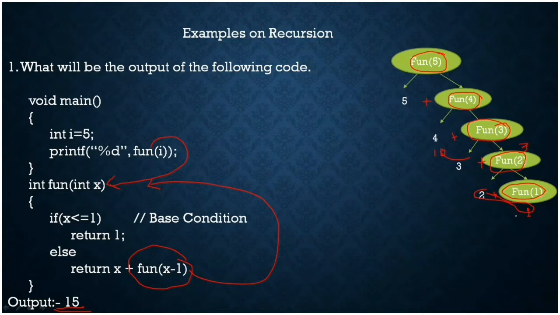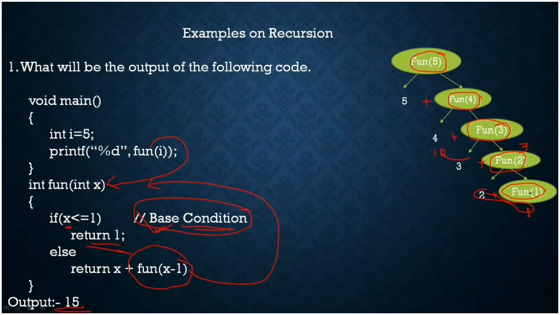So why is fun of 1 not calling 1 plus fun of 0? Because the condition is satisfied. x is equal to 1. When x is less than or equal to 1, it will return 1. So this is called the base condition to end the recursion. If it is not there, then it will go into an infinite loop. So the base condition is very important to end the recursion.